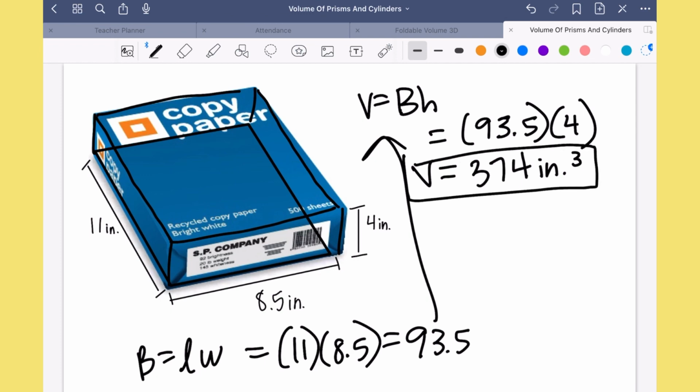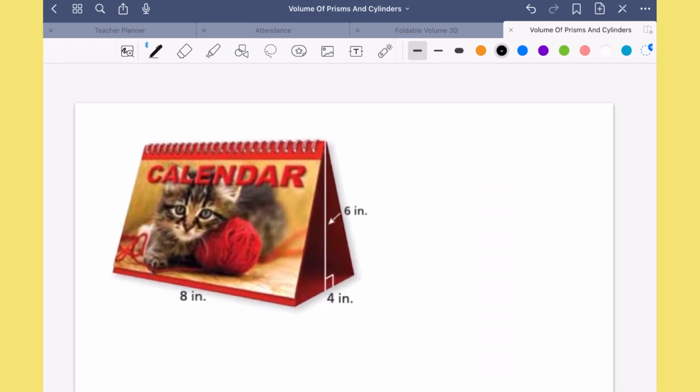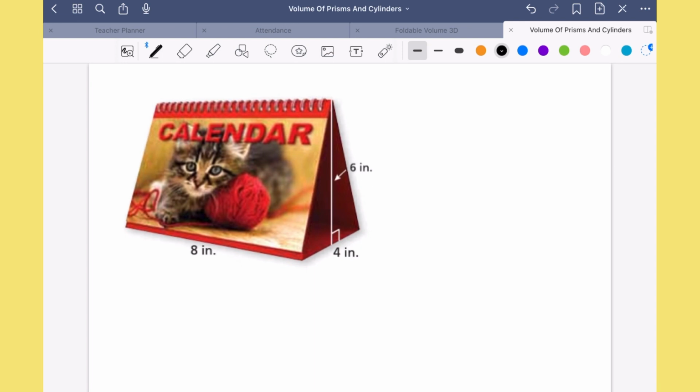All right, hopefully we're getting more comfortable with these. I want you to do this one now. This is a triangular prism. So my base is over here, this triangle. Can't really see that. Let's use blue. This is my base. All right, get started.